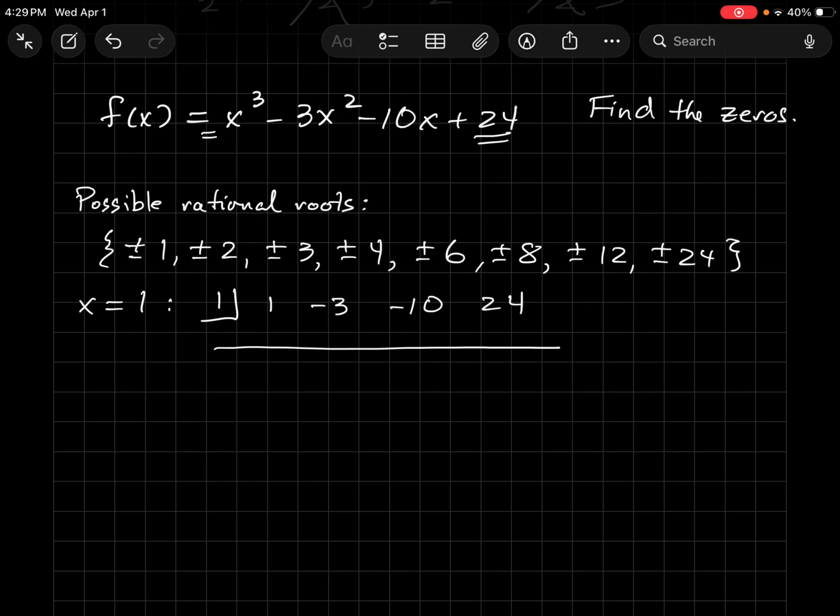Let's do synthetic. We'll put the 1 there, and then we multiply, place, add, multiply, place, add, multiply, place, and add. Is my remainder 0? No. So x equals 1 is not a solution. Let's try x equals 2.